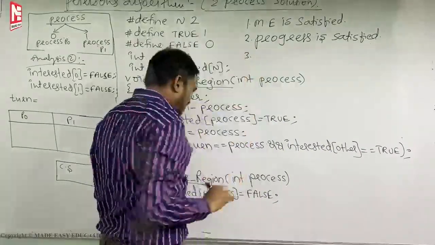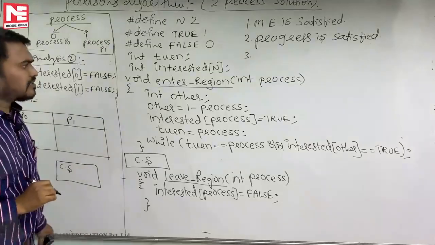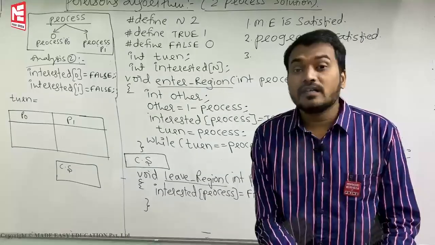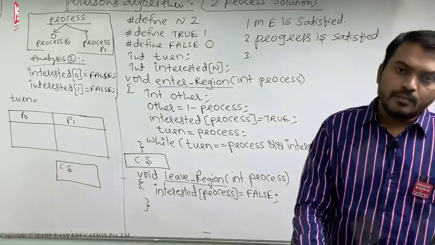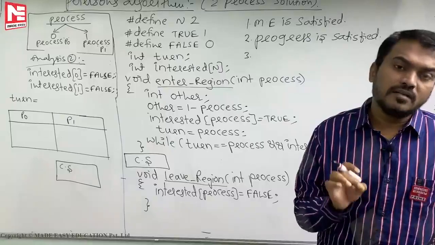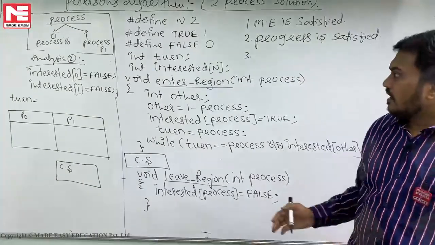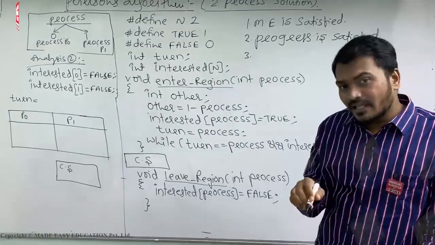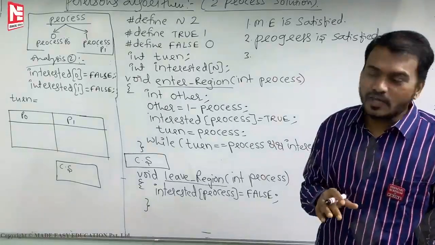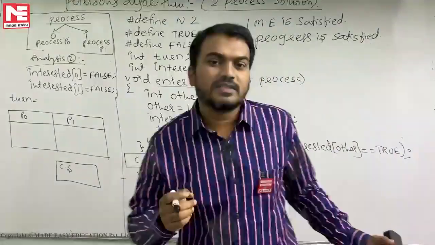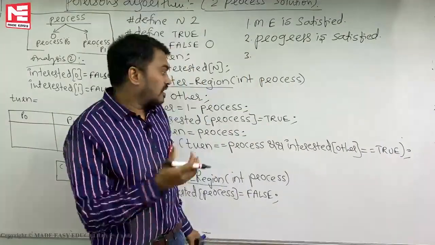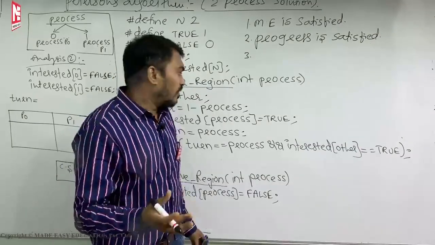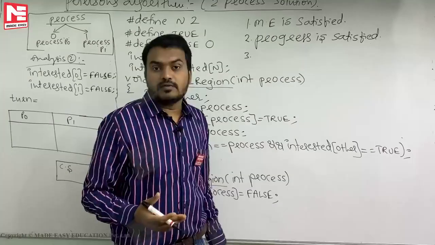Next, the third condition is bounded waiting. What is the meaning of bounded waiting? I gave you the definition, explained it properly, and I have given you the notes also. The code is in front of you, but I have not yet told you how to check bounded waiting. The first chance I am giving to you to check for bounded waiting. After that I will explain.